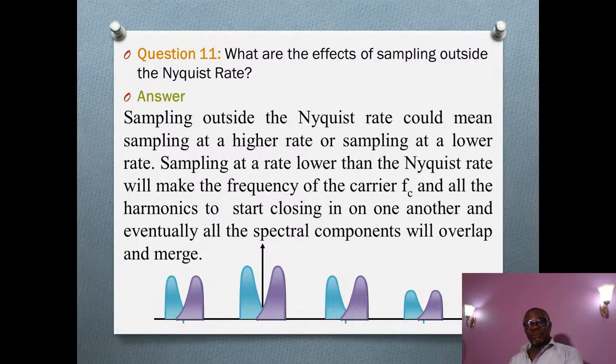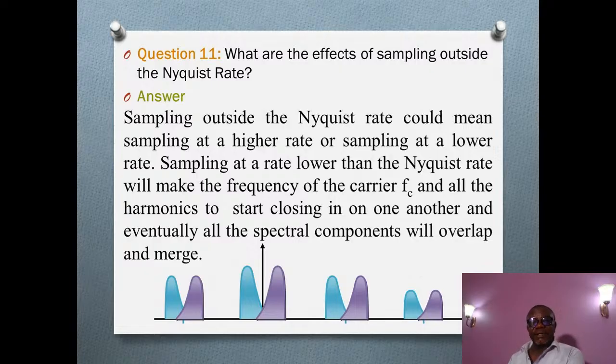That figure we have just seen, that is what we repeated here, but this time around we used two colors, the blue and the purple color, to be able to explain what is happening. Sampling outside the Nyquist rate could mean sampling at a rate higher than the Nyquist rate or sampling at a lower rate.